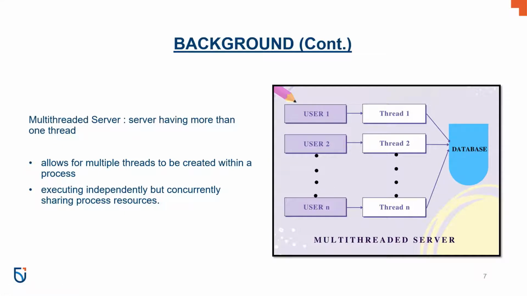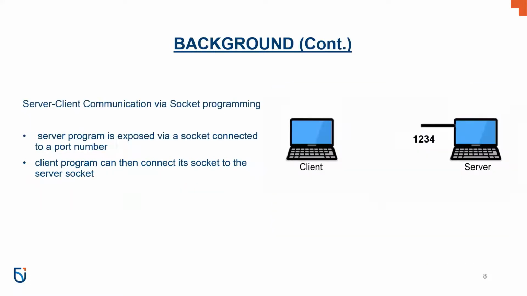We need to generate multiple threads to accept multiple requests from multiple clients at the same time. In server-client connection, the server program is exposed via a socket connected to a port number. Here in this project we use 1234 as the port number.